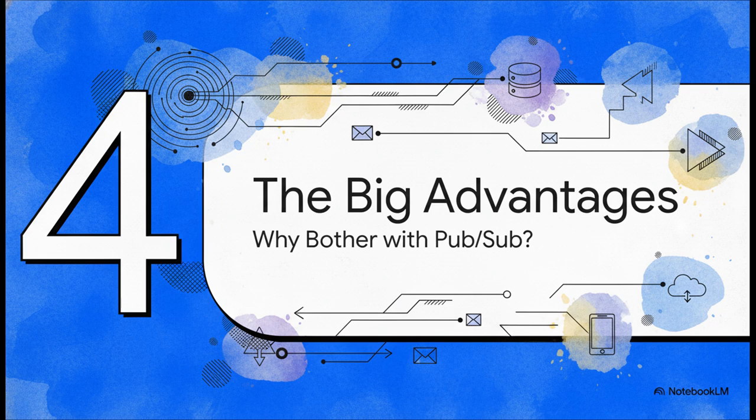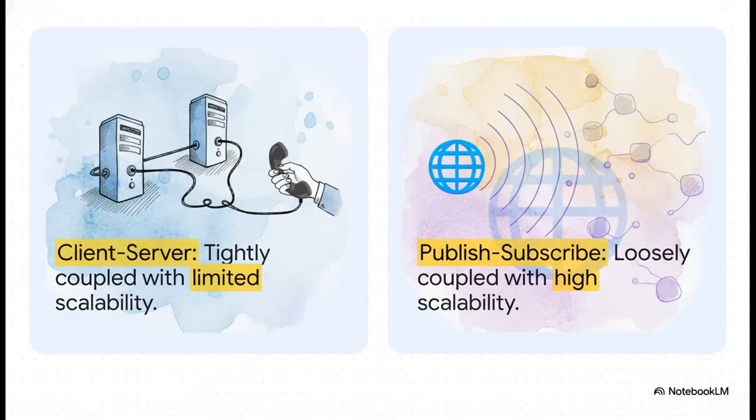So you might be thinking, okay, I get it, but why? What's the big deal? Why not just have systems talk to each other directly? Well, let's look at the old way of doing things, the client-server model. In that world, everything is tightly coupled. The client has to know the server's exact address. It's like making a direct phone call.